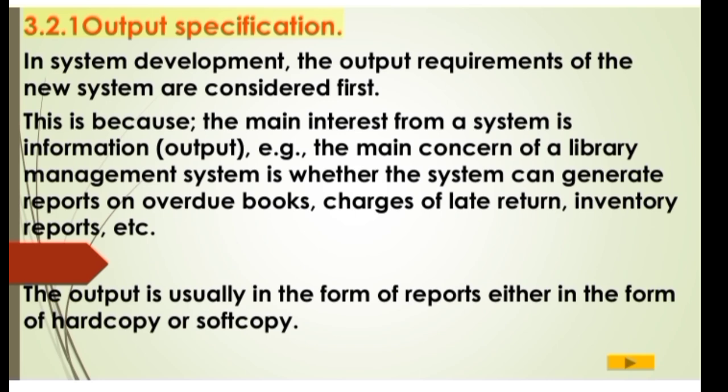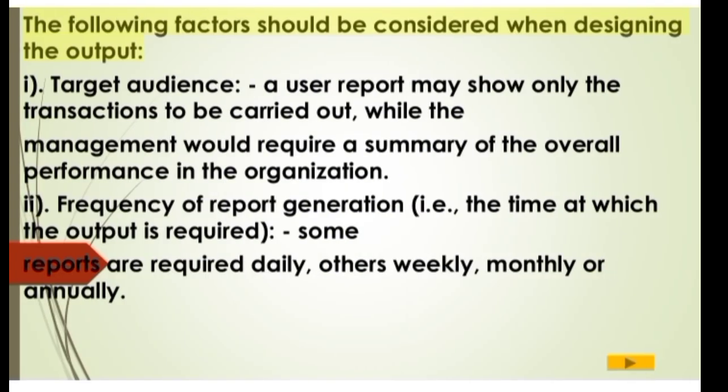3.2.1 Output specification. In system development, the output requirements of the new system are considered first. This is because the main interest from a system is information output, e.g., the main concern of a library management system is whether the system can generate reports on overdue books, charges of late return, inventory reports, etc. The output is usually in the form of reports, either in the form of hard copy or soft copy. The following factors should be considered when designing the output.